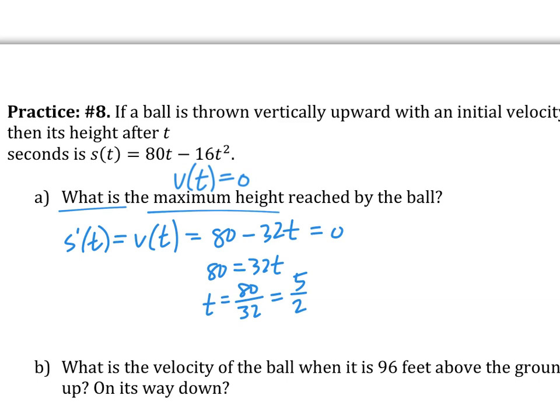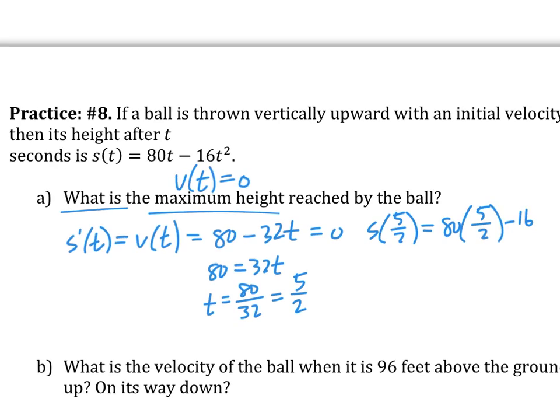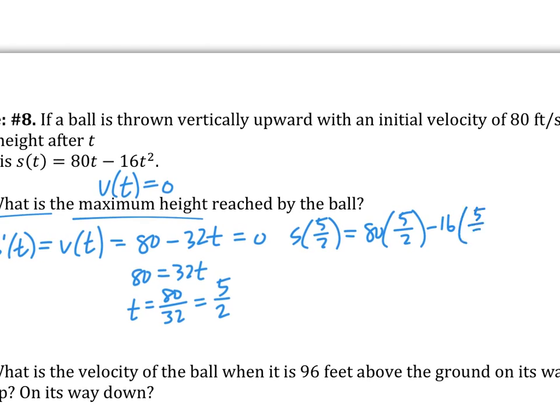Now, how do I actually find the height? Plug into the first equation. So plug it back into S. 80 times 5 over 2 minus 16 times 5 over 2 squared. So that's 200 minus 16 times 25 over 4, which is 100. Let's make sure we have units. This is S, this is feet.